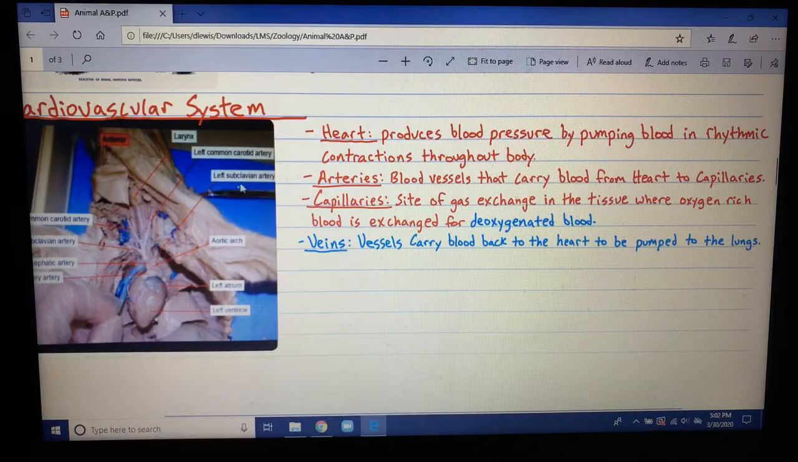Arteries are going to be the vessels that carry blood away from the heart, and the veins will be what bring blood back to the heart.